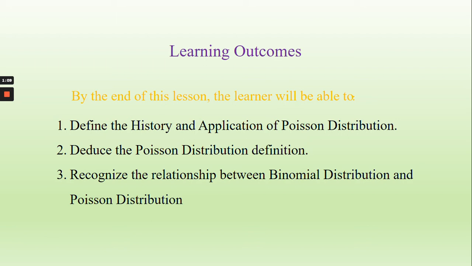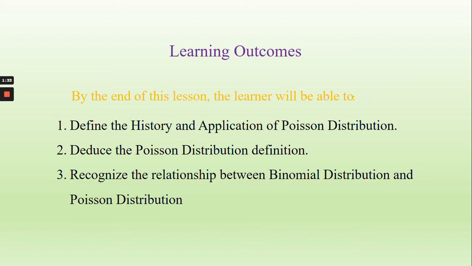Number two, you'll be able to deduce the Poisson distribution definition, that is, from some conditions that shall have been met. You'll be able to deduce from those conditions to well define the Poisson distribution.